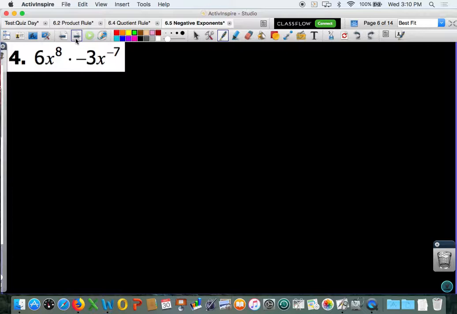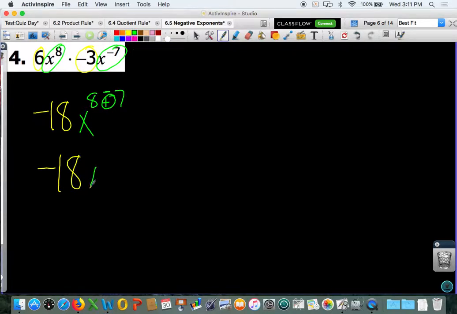So we're going to go ahead and multiply like I did before. I'm going to multiply my coefficients. So 6 times negative 3 is negative 18. Then I'm looking at x to the 8th and x to the negative 7th. I've got to add those two, so 8 plus negative 7. That's a little redundant; it's the same as 8 minus 7. So I've got negative 18 x to the 1 power. This just stays alone by itself. It's perfectly fine. You don't have to do anything to it.